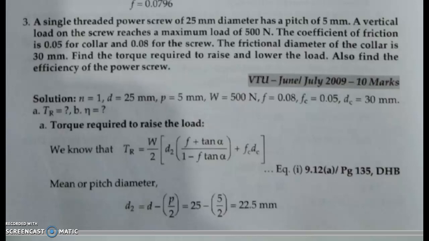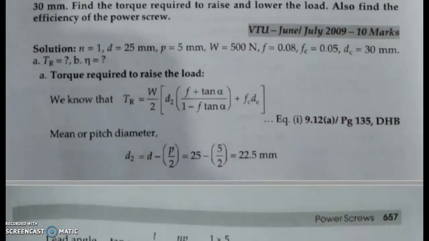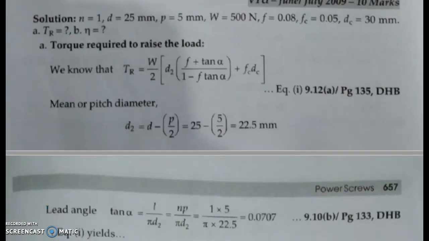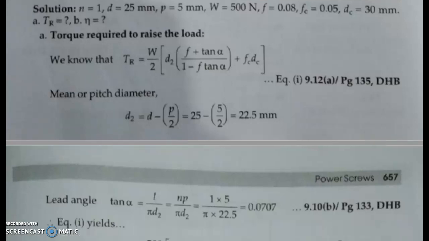Again from data book page number 135, equation number 9.12a, TR is equal to W by 2 into D2 into (F plus tan alpha divided by 1 minus F tan alpha) plus F_C D_C. The mean diameter D2 is equal to D minus P by 2. Here D and P are given. Thus we can calculate the value of D2. That is equal to 22.5.